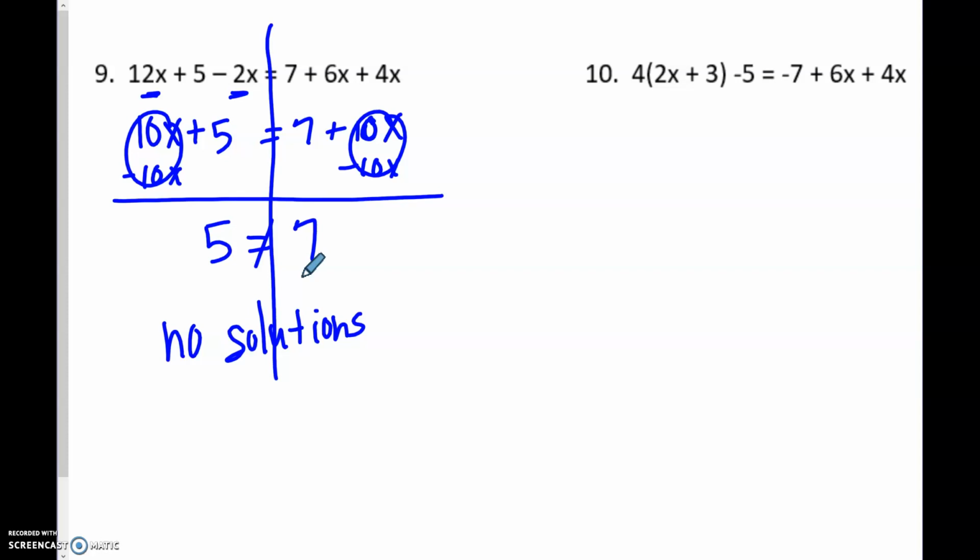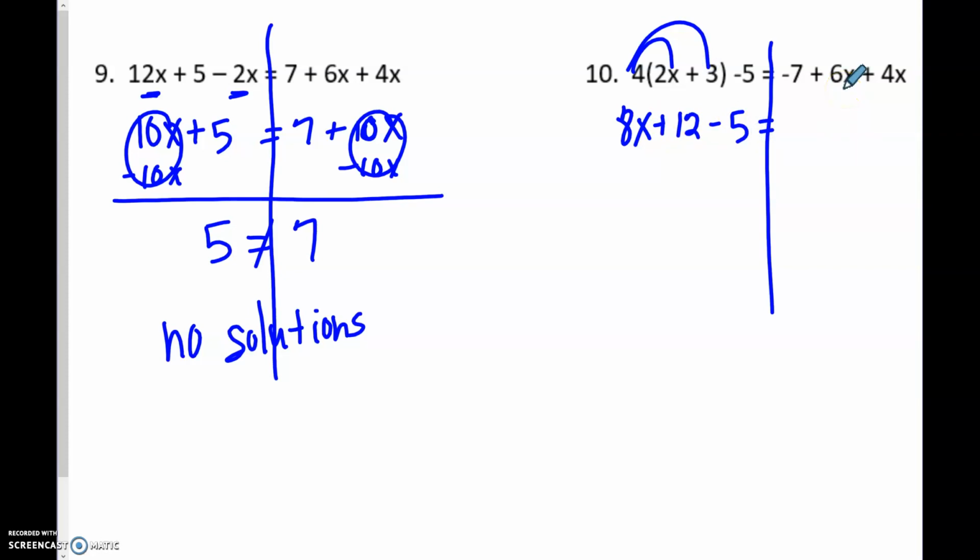All right, number 10. What is the first property that we have to use in order to get rid of those parentheses? That's the distributive property. So 4 times 2 is 8x. 4 times 3 is plus 12.